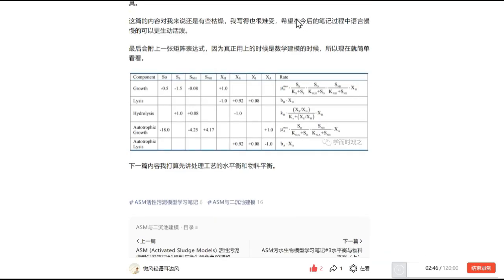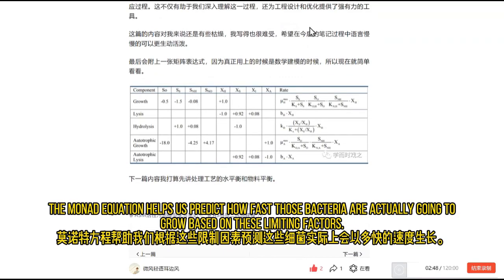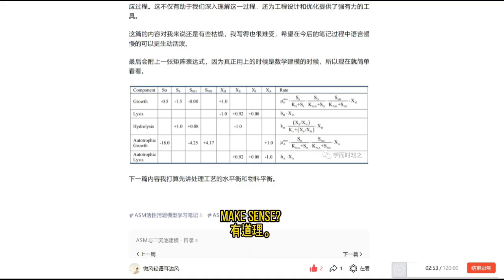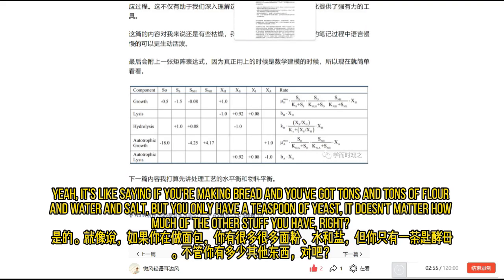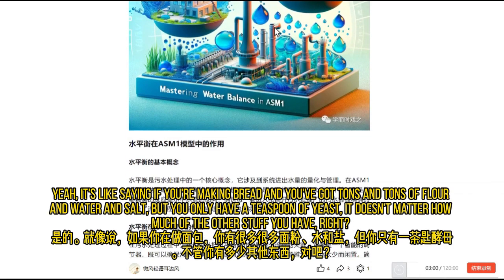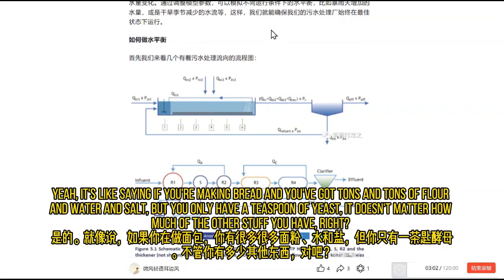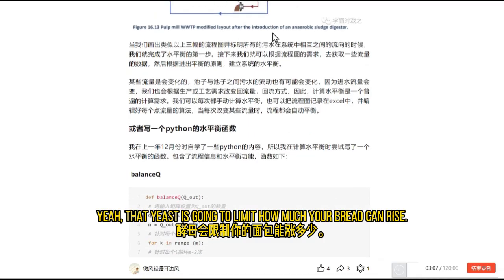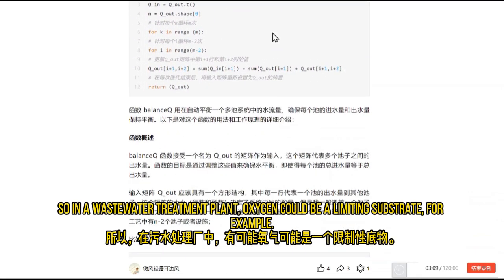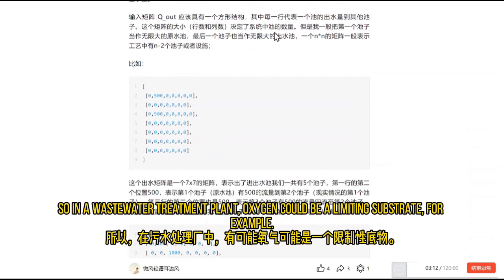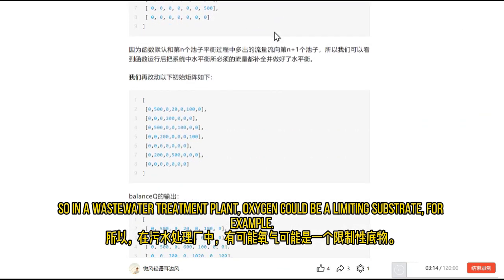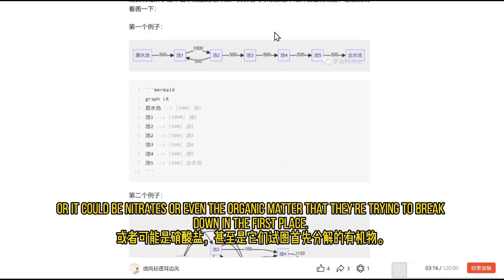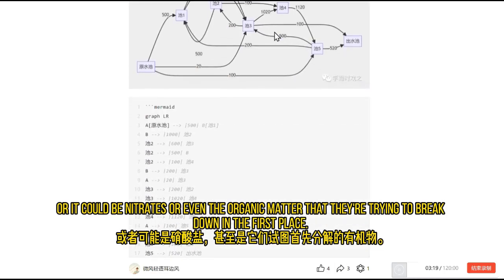Right, exactly. The Monod equation helps us predict how fast those bacteria are actually going to grow based on these limiting factors. Makes sense. It's like saying if you're making bread and you've got tons and tons of flour and water and salt, but you only have a teaspoon of yeast, it doesn't matter how much of the other stuff you have. That yeast is going to limit how much your bread can rise. So in a wastewater treatment plant, oxygen could be a limiting substrate, for example. Exactly. Or it could be nitrates or even the organic matter that they're trying to break down in the first place.